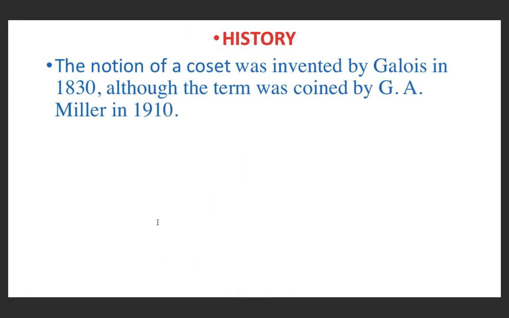Now, the notion of coset was invented by Galois in 1830, although the term was coined by G. A. Miller in 1910.